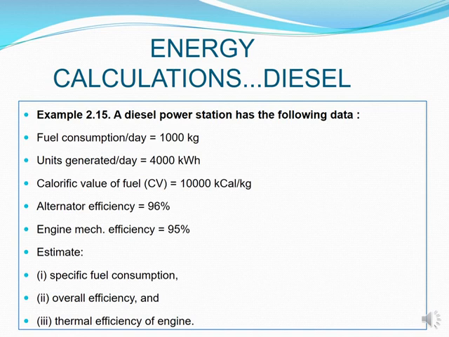Then you have the second example here, 2.15 in our textbook, where we have a diesel power station with the following data: a fuel consumption per day, units generated per day, calorific value, efficiency of the alternator, and the engine mechanical efficiency. Then they say we must estimate the specific fuel consumption, overall efficiency, as well as our thermal efficiency.